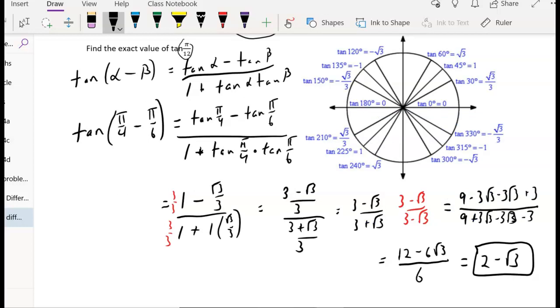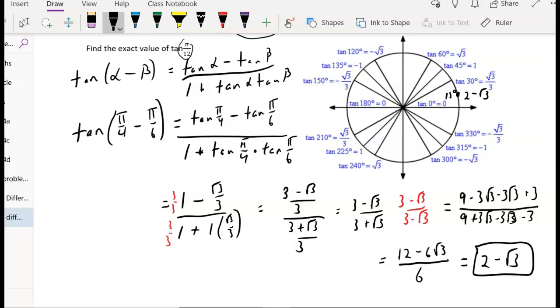Okay, so how do they look? First of all, I had to change this to a plus, so hopefully you noticed that I had a minus here and I changed that. Check your final answer. The final answer for the tangent of pi over 12 is 2 minus rad 3. That would go right here. This is 2 minus rad 3, and that's pi over 12, or 15 degrees.